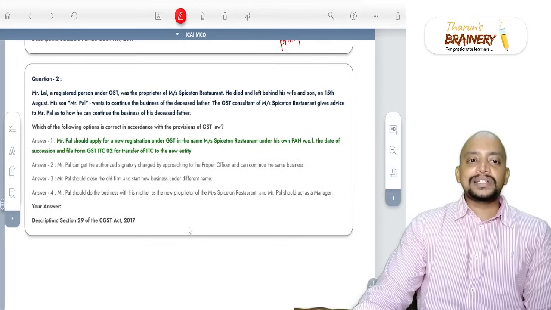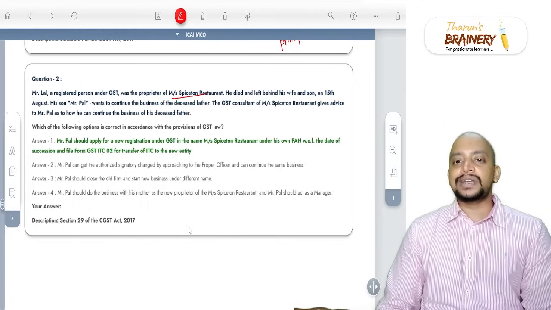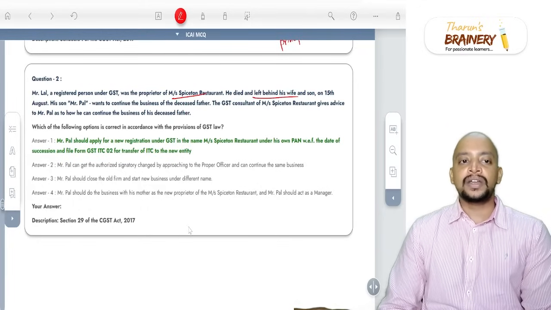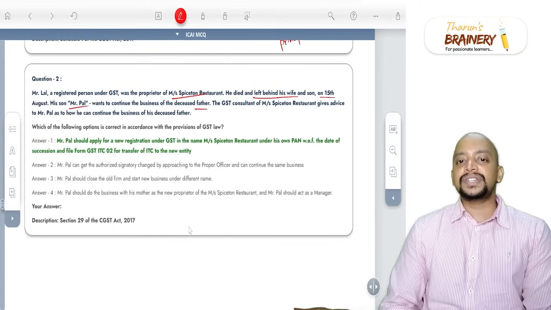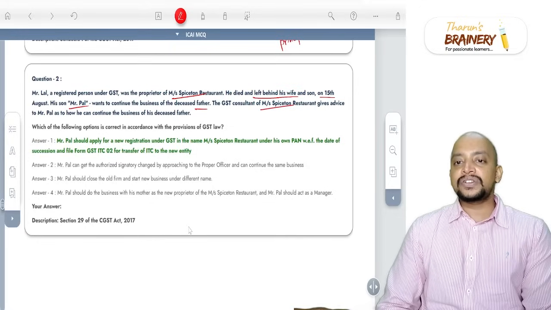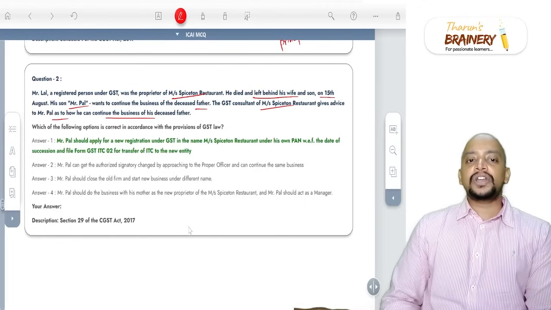Question number 2. Mr. Lal, a registered person under GST, was a proprietor of Spiceton restaurant. He died and left behind his wife and son on 15th August. His son, Mr. Paul, wants to continue the business of the deceased father. The GST consultant of Spiceton restaurant gives advice to Mr. Paul as to how he can continue the business of his deceased father. Which of the following options is correct?